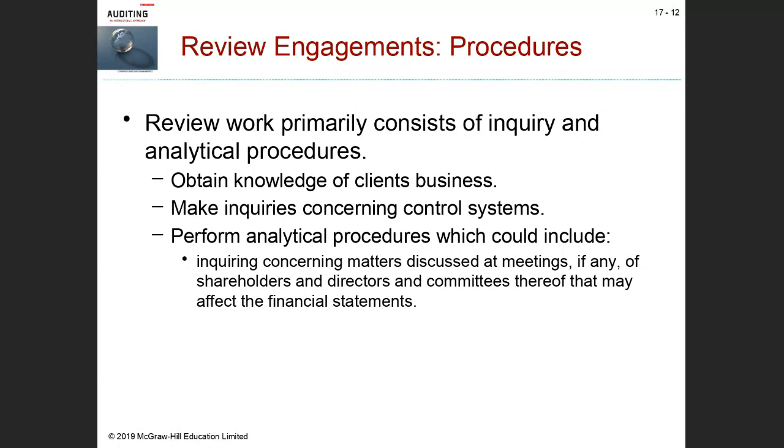For example, have there been any frauds? Has internal control broken down? Do you reconcile your bank account monthly? That's an indication that control exists in the business. And then perform analytical procedures, it says, which could include, notice it doesn't say must include, inquiring concerning matters discussed at meetings. So what's been discussed at the board of directors meetings, for example, what's been discussed at the shareholder meetings, if any, and how could those items affect the financial statements?